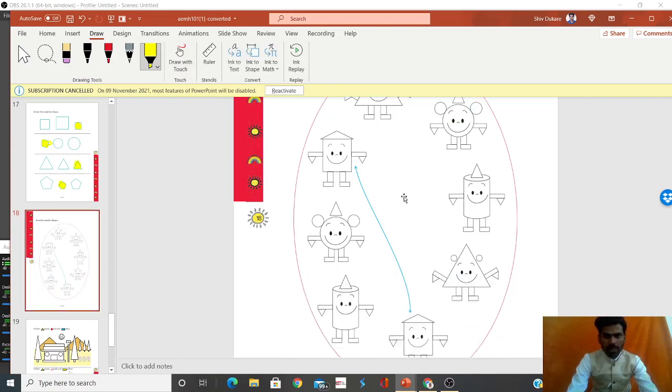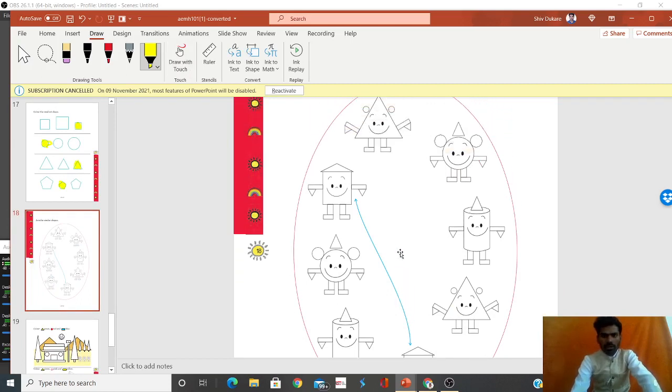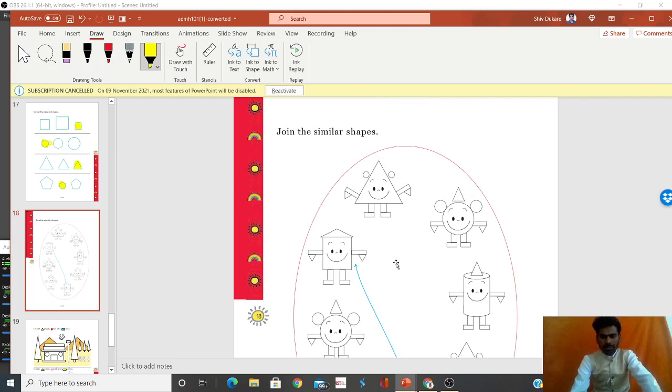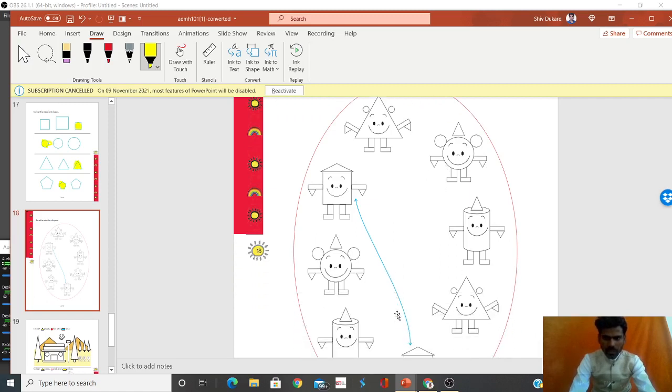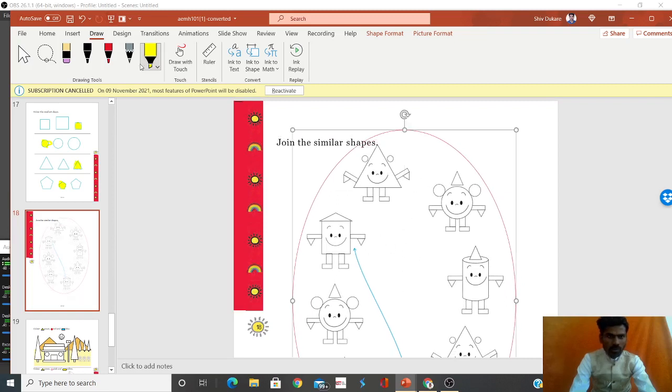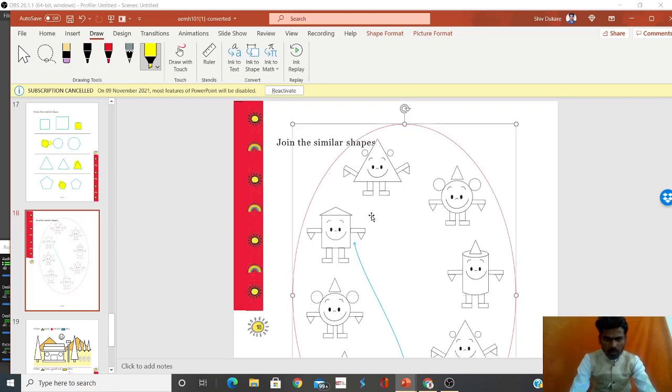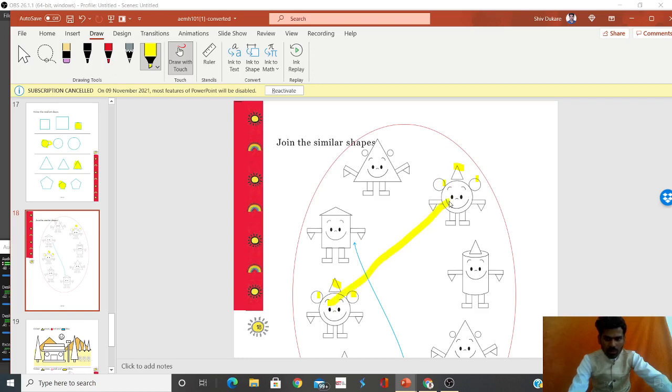Now join the similar cell. This is very simple to find out which are the similar shapes. Similar means they look the same. Here you can find out these two look the same, right? These two. Here you can see, here also the same. This is the same, this here, and these two also the same, here and here, and all eyes, her legs, her ears are the same, therefore these two are the same.